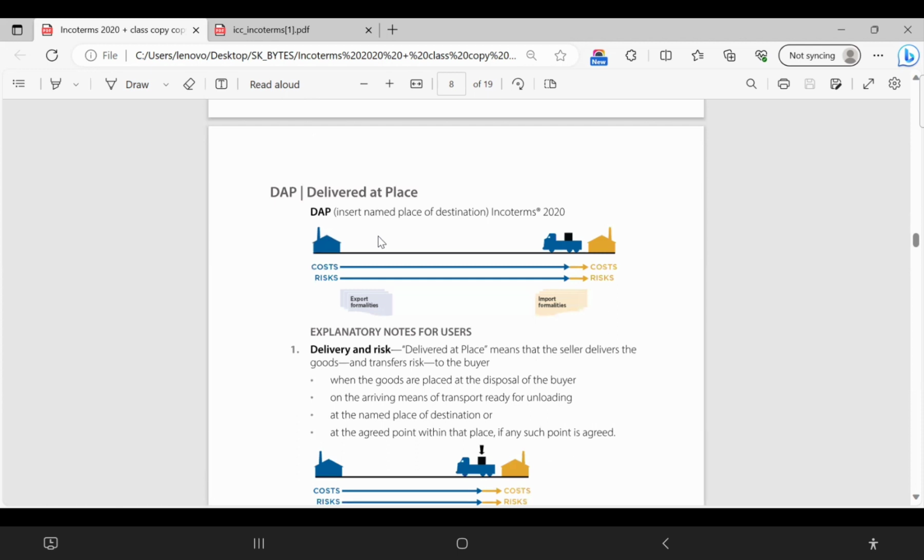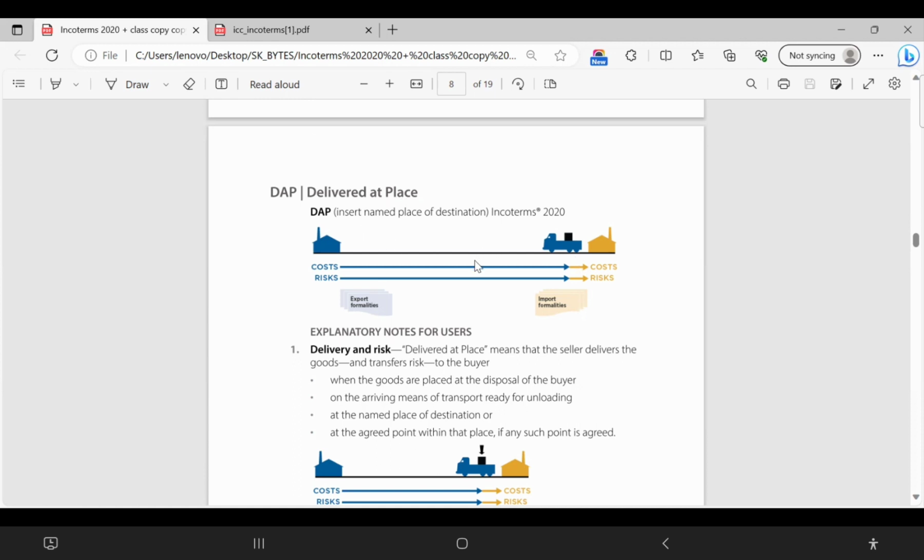Now, coming on to the D terms, DAP, delivered at place. Until now, in all the incoterms, delivery was happening when the goods were handed over to the first carrier. But for D terms, the delivery is not happening here. Delivery is happening at the named place of destination. So whenever we are using DAP, we should ensure the named place is, for example, the applicant's warehouse, inside the named place of destination.